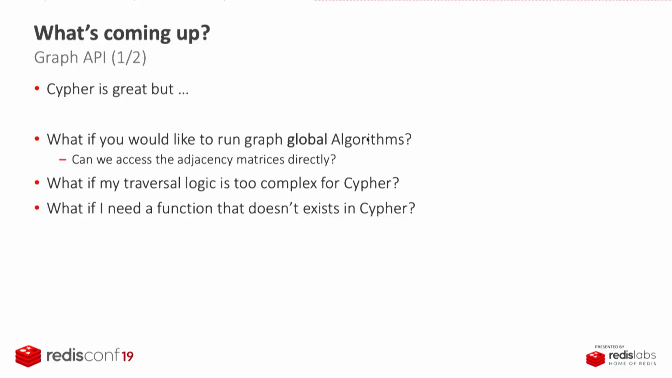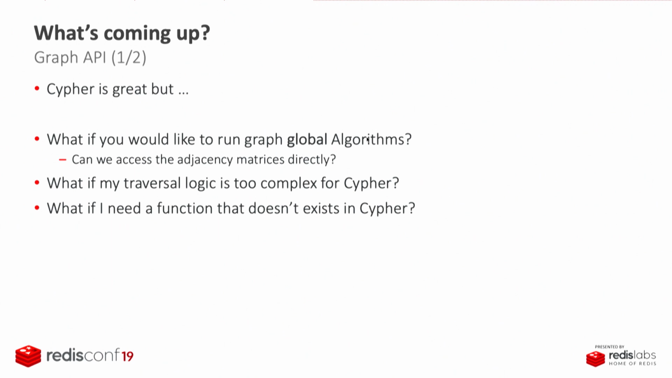The first one is Graph API. So Cypher is great, but what if you would like to run, for example, a graph global query? Cypher is more ideal for when you find a certain node within your database, and then you crawl around that node within your graph. But for example, a PageRank algorithm is going to run over your entire graph, and you want to find the most connected node, for example. So can you access these adjacency matrices, the power that we have effectively inside RedisGraph, directly? Currently you can't, but we want to expose that to you.